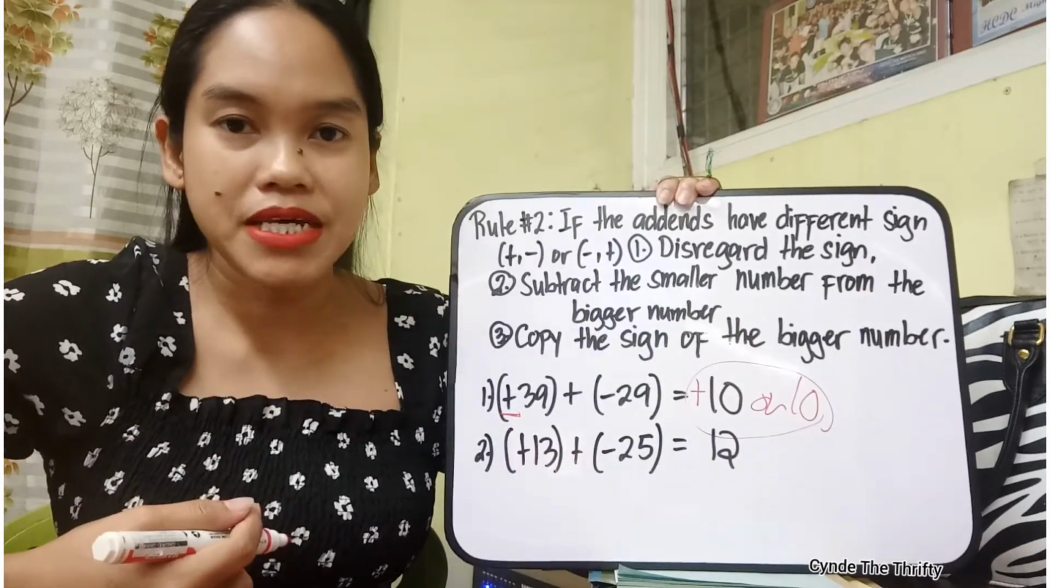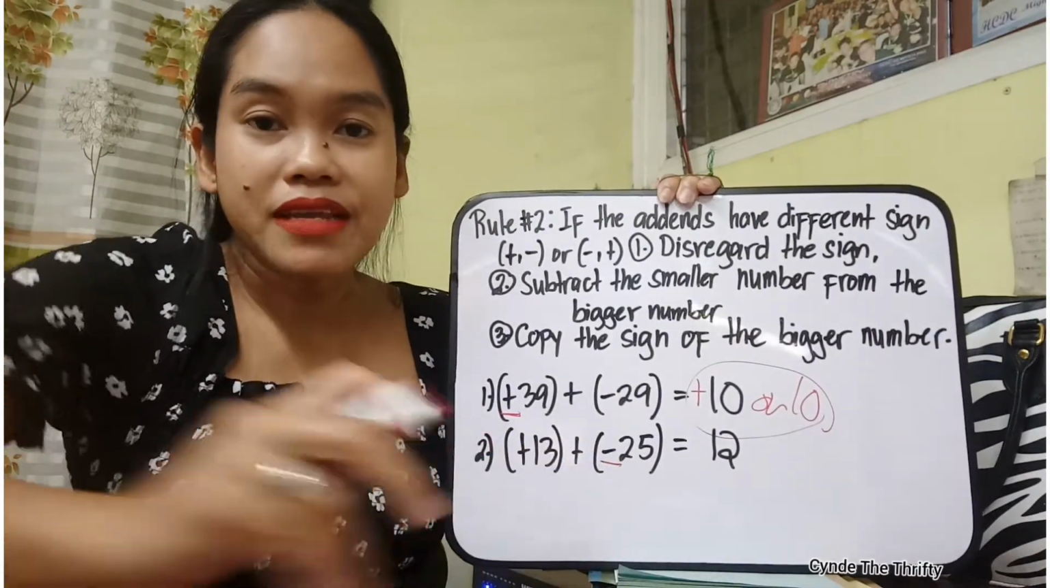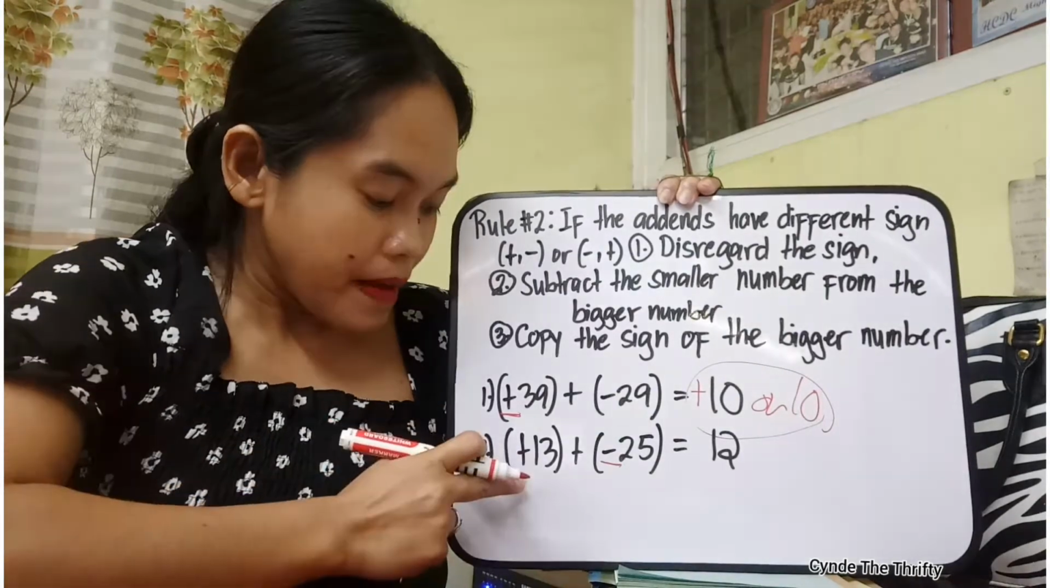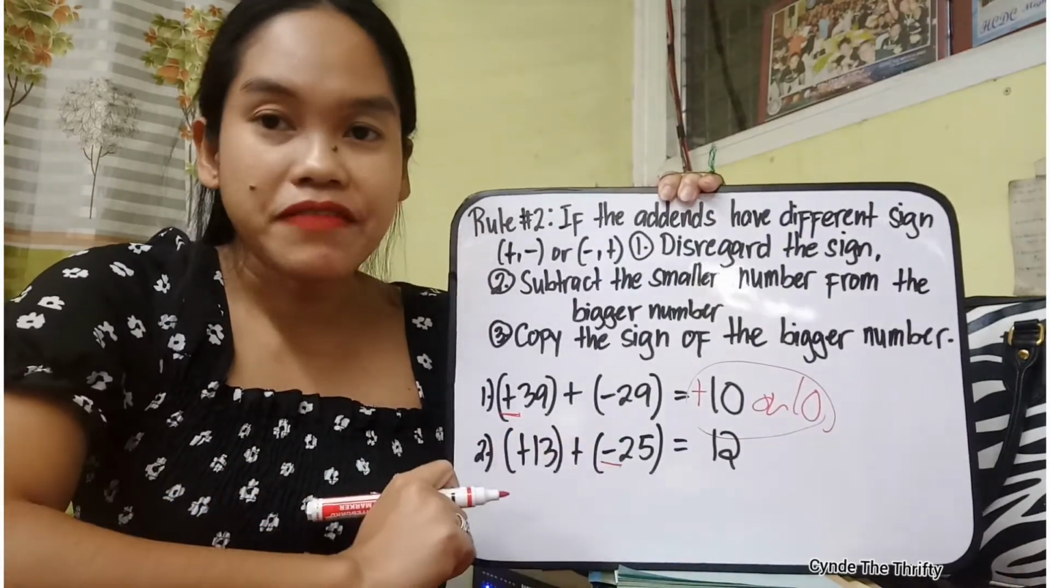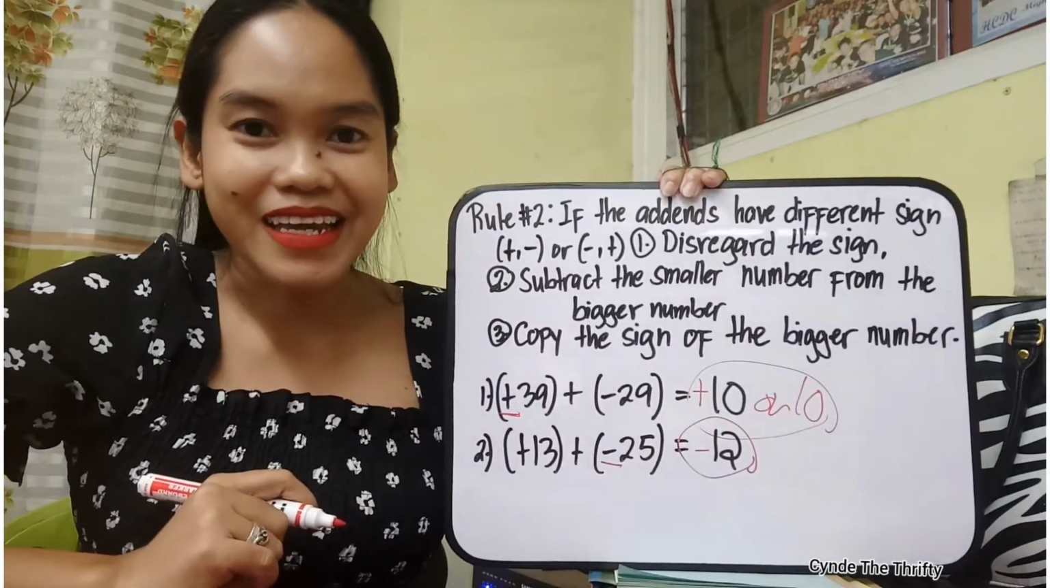So, ano yung sign ng ating bigger number? Negative. Kasi negative 25 yung malaki. So, ibig sabihin, positive 13 plus negative 25 is equal to negative 12. Yan na yung sagot natin.